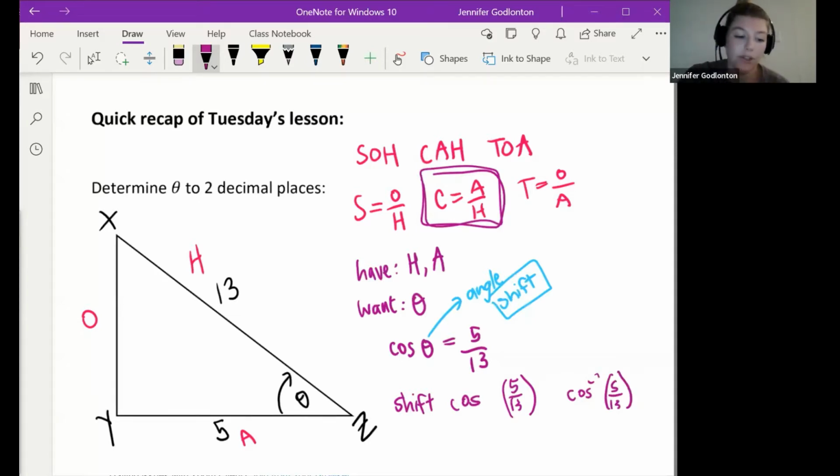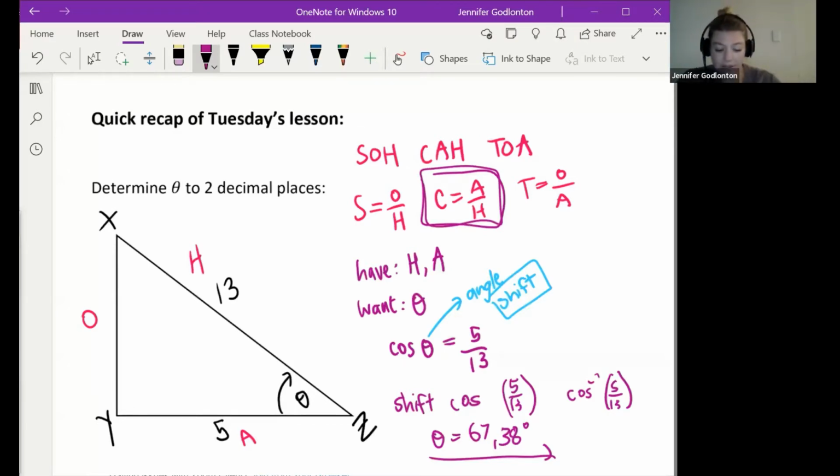And so in your calculator, it should look like this, cos to the -1, 5 over 13. Okay, so shift cos 5 over 13, and we get the answer of theta is equal to 67.38 degrees. And that degrees is really, really important because you're telling me that you understand that it's an angle. Okay, cool, well done. Nice job, guys. Two thumbs up from me.